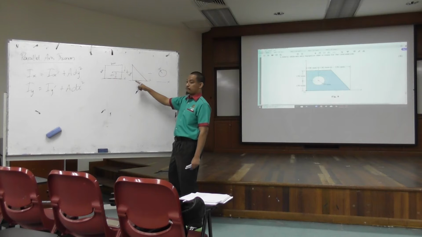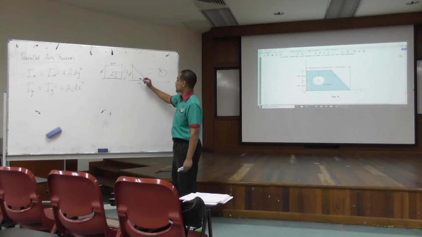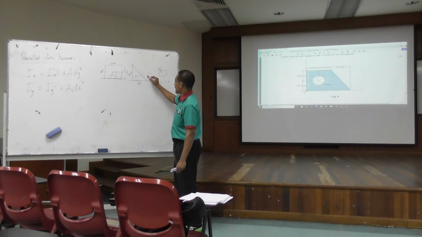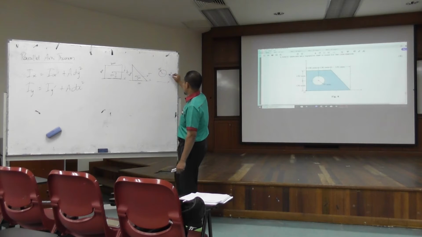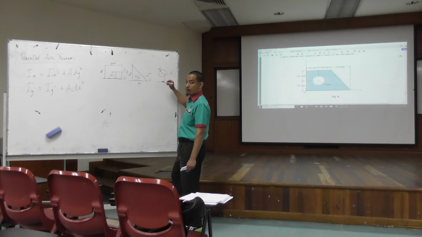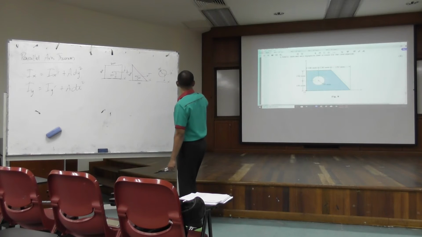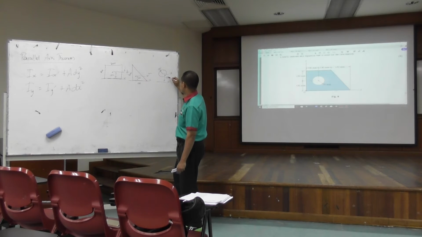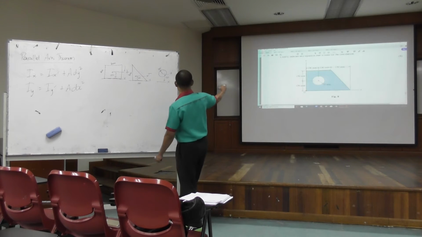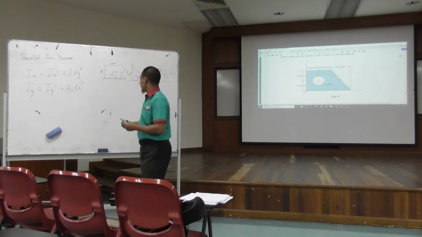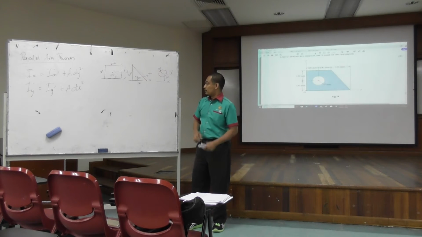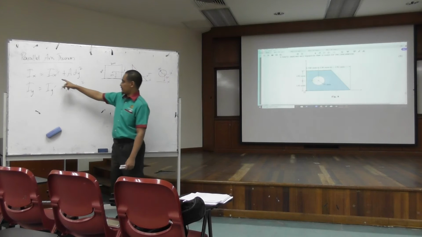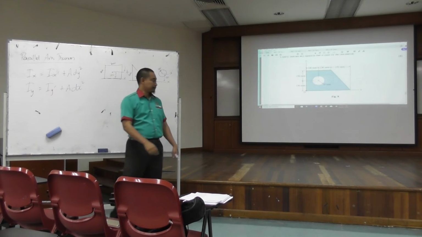Where is x prime for the triangle? So it's something here, right? So what is the distance here? 100. What is x prime for the circle? What's the distance here? 150. From the center of the circle, right? So if you have all of this information, then you have all what you need. Okay, another one that you need is actually Ix prime and Iy prime.